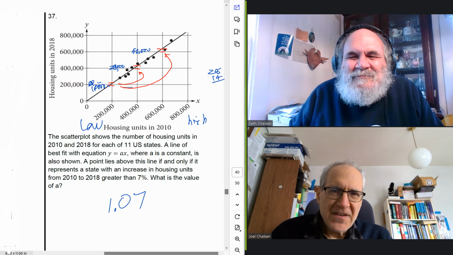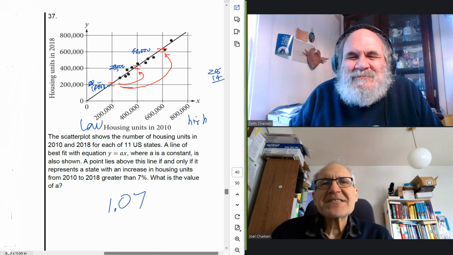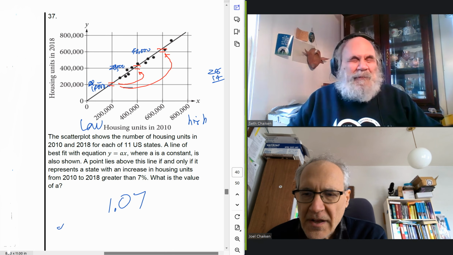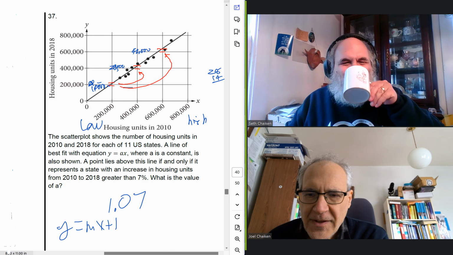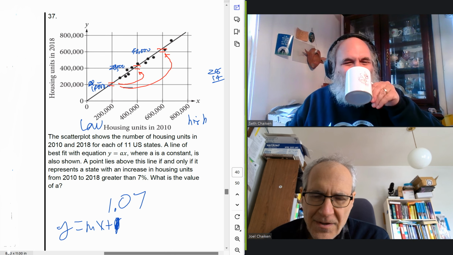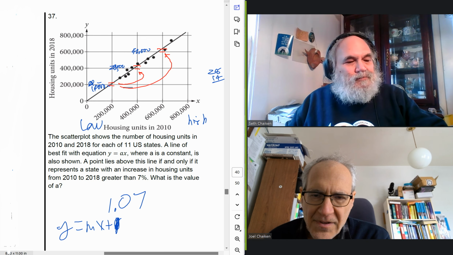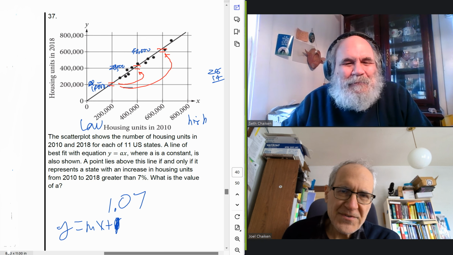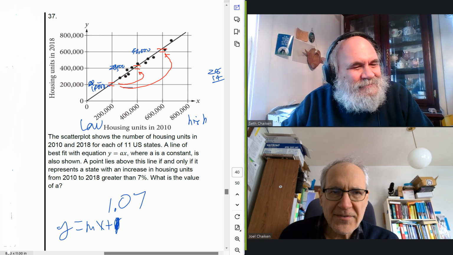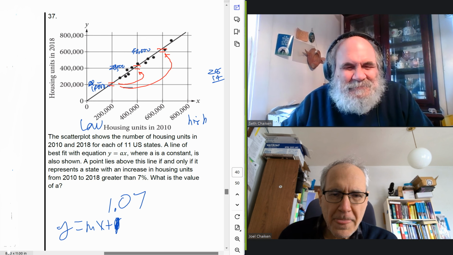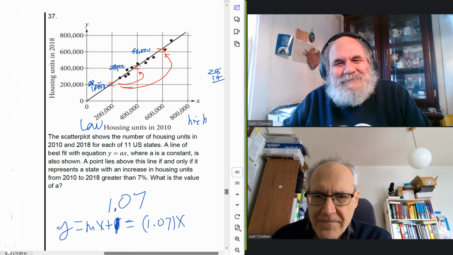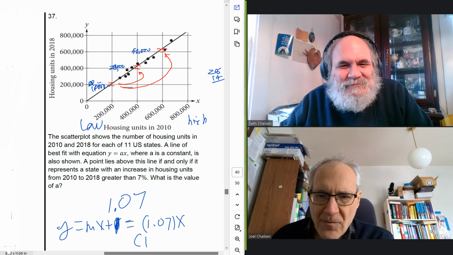But this is a constant slope problem also. That's right, because there's only one year going on. y equals mx plus b. b is clearly 0, and the m is 1.07. So this is 1.07x, and that really is 1 plus 7 over 100 times x.